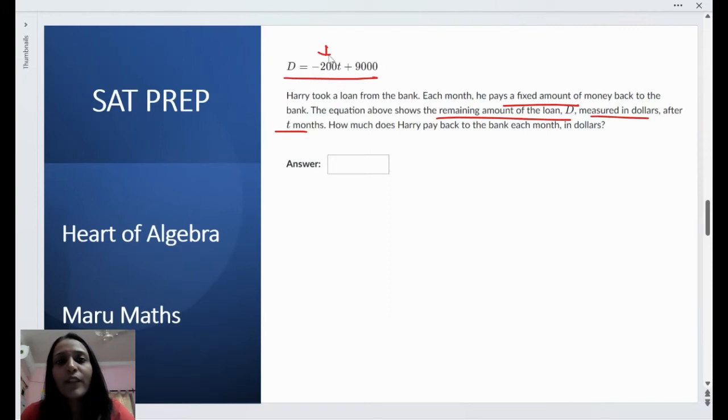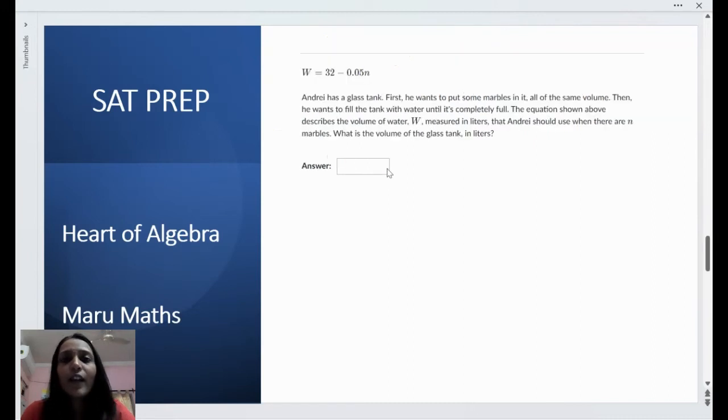If we look carefully, the only variable that is changing here is minus 200 times T. So each month the amount that he is paying is getting subtracted from the initial amount, which would be this. This would be your initial amount and this would be the amount that he is paying. So the amount that he is paying each month is going to be 200. In such questions, it's very easy to look at the answer, but you have to read the question carefully in order to figure that out.